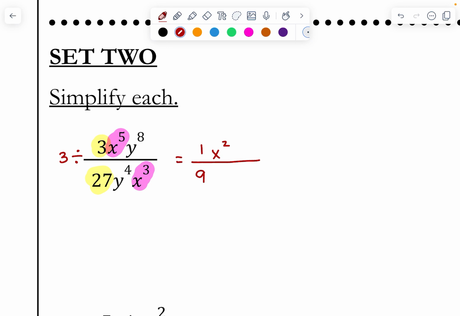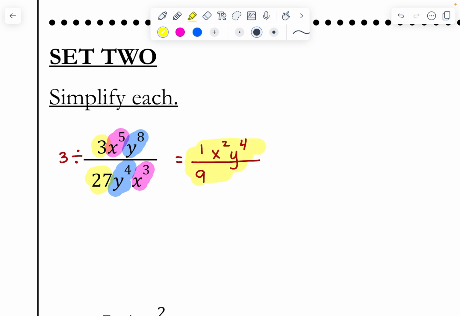Since that was a positive exponent after subtracting, I left it on the top. If it were a negative, I would put it on the bottom in the denominator of my fraction and make it positive. Okay, last pair I can simplify are my y's. So I have y to the power of 8, y to the power of 4. Using the quotient rule, I know I have to subtract. That gives me y to the power of 4. And since it was positive after subtracting, I left it on the top. Okay, so this would be my final answer.